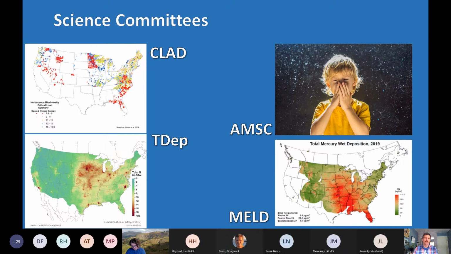Within NADP, there are 4 science committees. There's CLAD, the Critical Loads of Atmospheric Deposition; TDEP, which is looking at total deposition, which integrates measurements and modeled values of deposition; AMSC, which is the aeroallergens committee, looking at how allergens are transported and their concentrations across the U.S.; and MELD, which is looking at mercury deposition and impacts in the atmosphere.